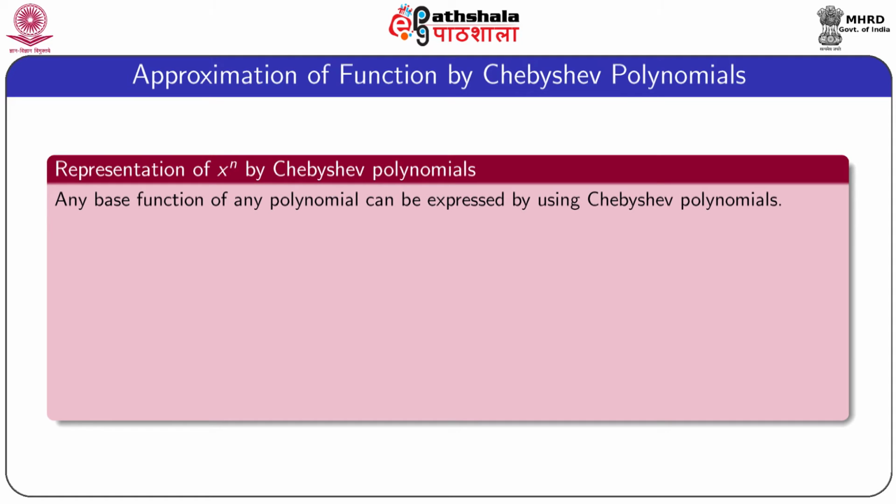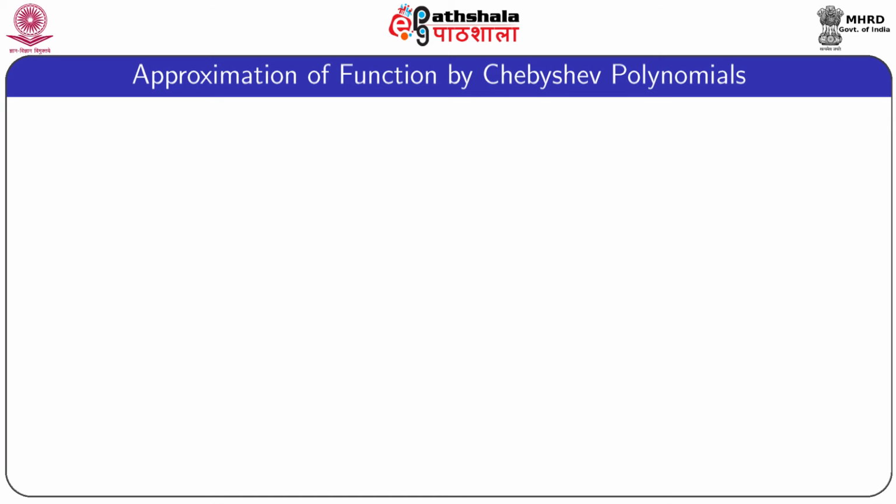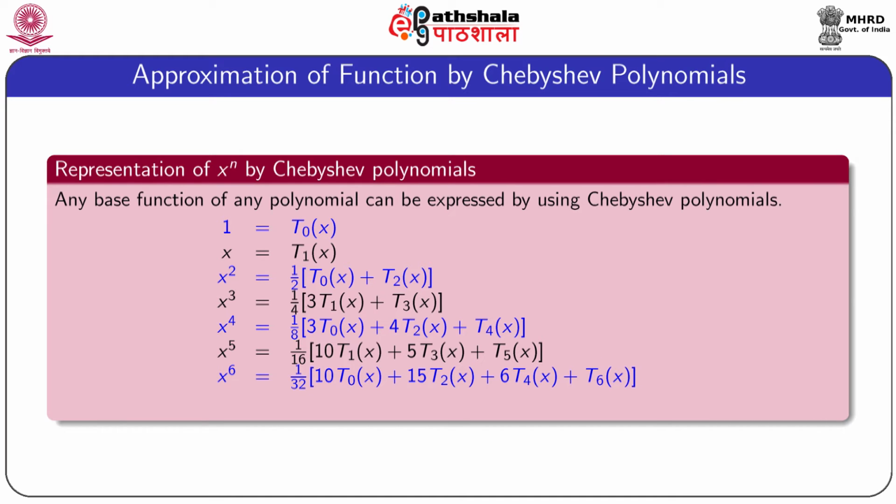Now, we can show that any power of x can be expressed in terms of Chebyshev polynomials. For example, 1 can be expressed as the zeroth order Chebyshev polynomial, that means 1 equals T0(x), x equals T1(x), x square equals half of T0(x) plus T2(x), x cube equals 1 by 4 into 3 T1(x) plus T3(x). Similarly, x to the power 4 can be expressed with the help of Chebyshev polynomials. x to the power 5 is this one, the expression for x to the power 6 is this one, and x to the power 7 is this expression containing 4 terms.